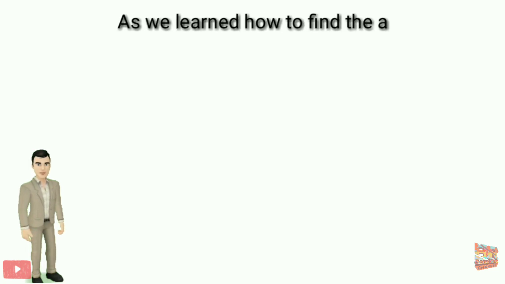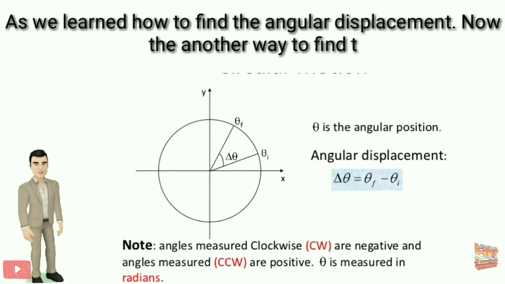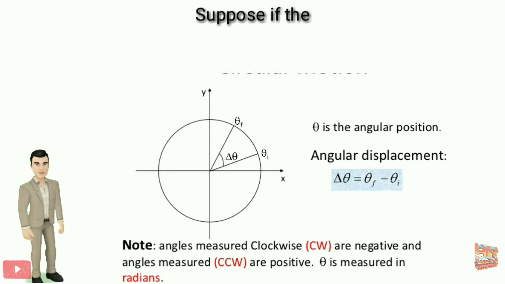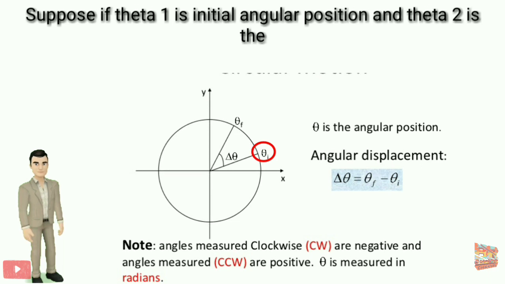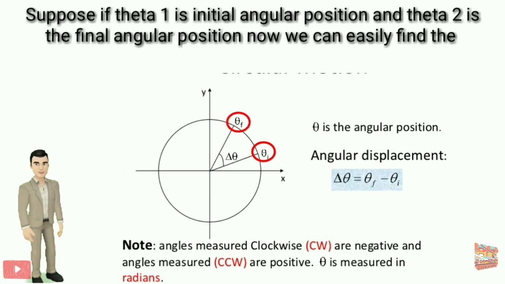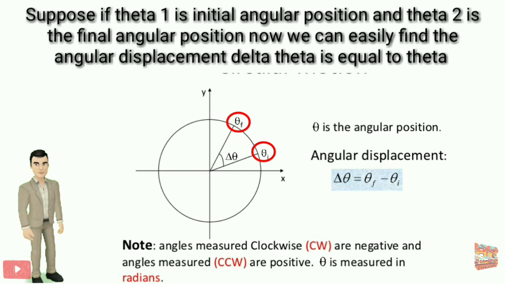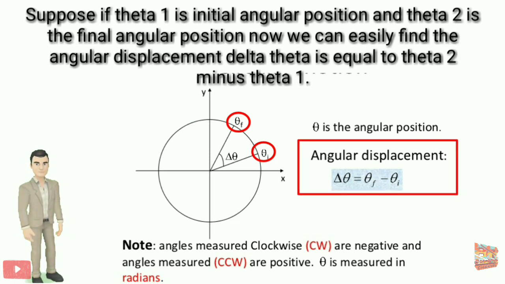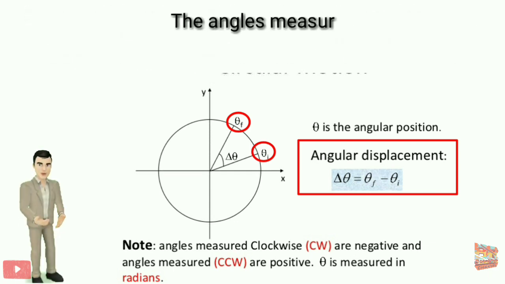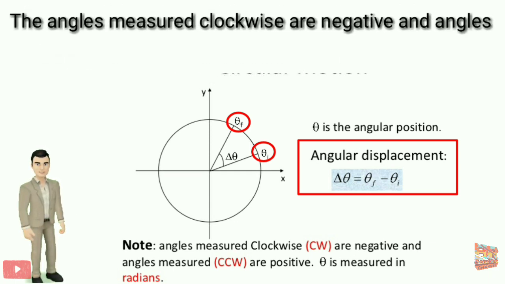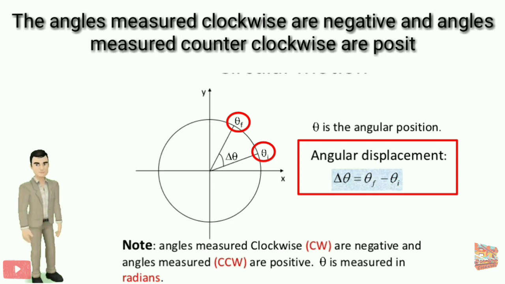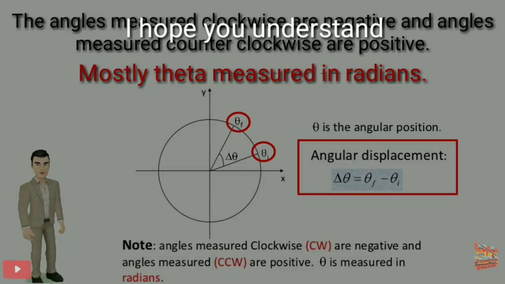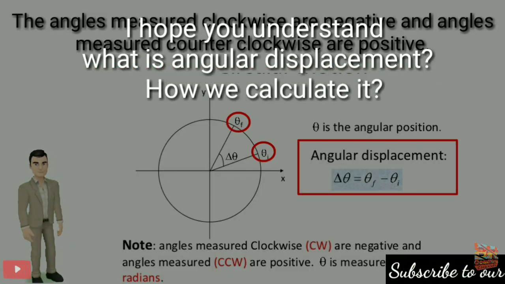As we learned how to find the angular displacement, now another way to find the angular displacement is through angular position. Suppose θ1 is the initial angular position and θ2 is the final angular position. Now we can easily find the angular displacement. Delta theta is equal to θ2 minus θ1. The angles measured clockwise are negative, and angles measured counterclockwise are positive. Mostly theta is measured in radians. I hope you understand what is angular displacement and how we calculate it.